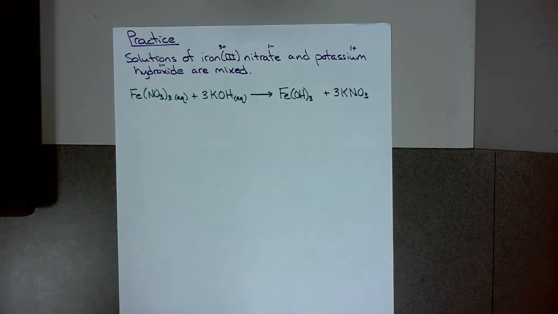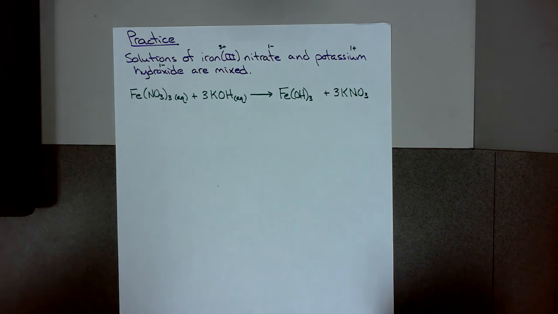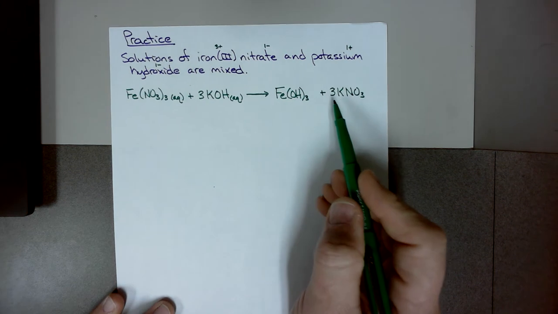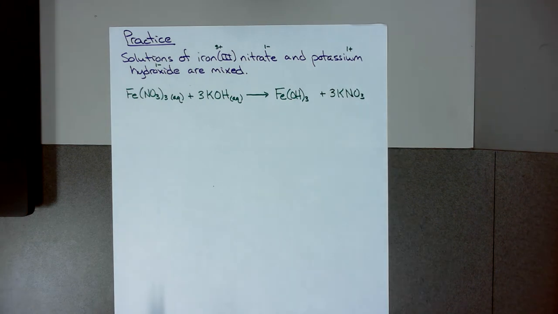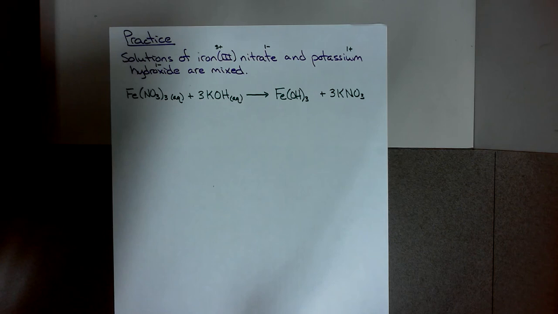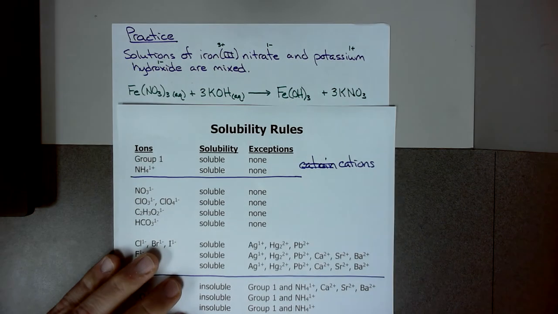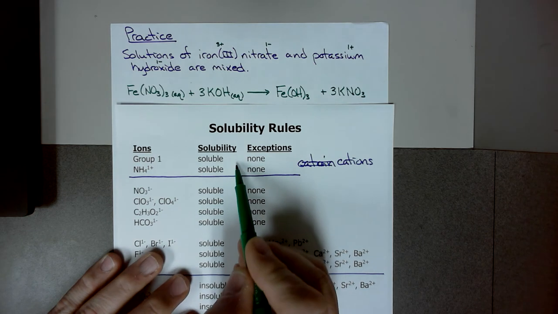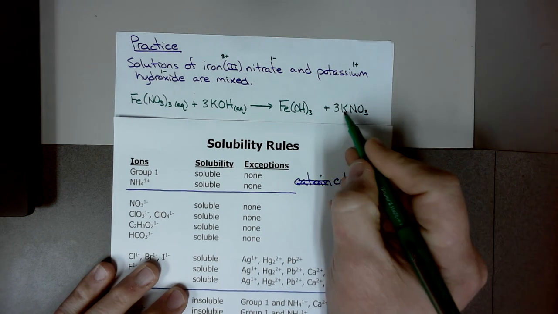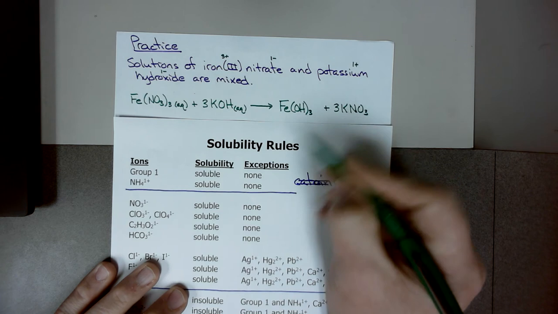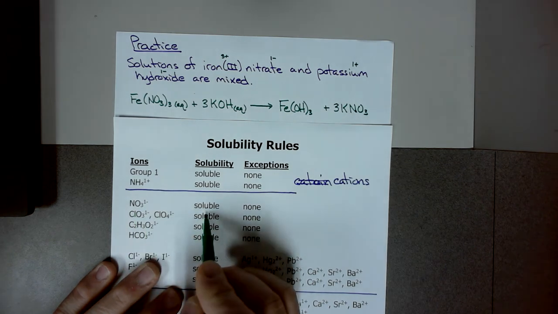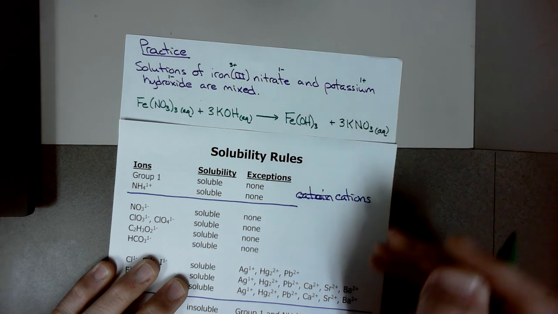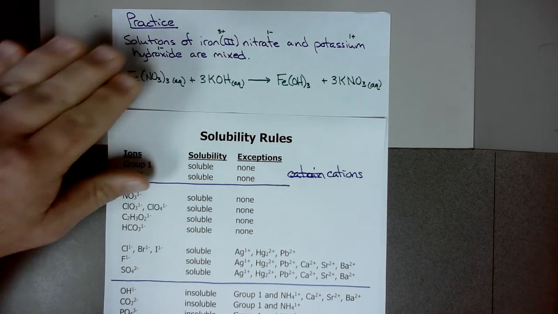So after I've written the correct formula and I've balanced them, now I need to decide which one of these is aqueous and which one is solid. So remember, here, anything with group 1 is always soluble, or aqueous. So we have potassium, which is group 1. Not only that, though, we also have a nitrate, which is always soluble. So we know that this one is aqueous. So that means the other one is probably solid, but you should check.